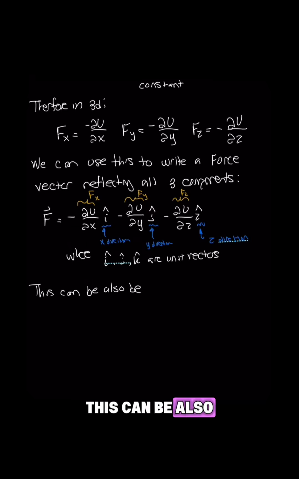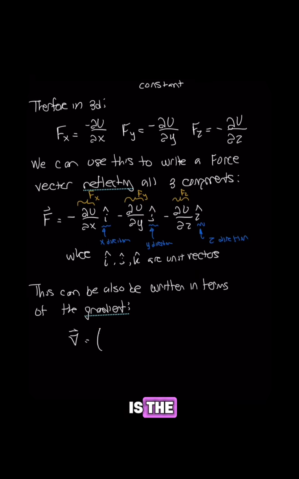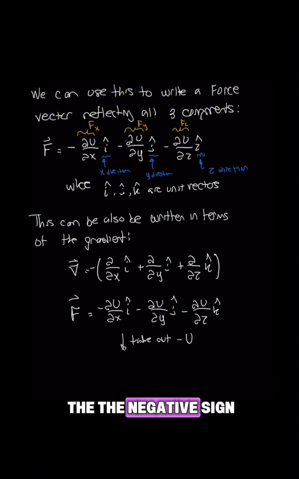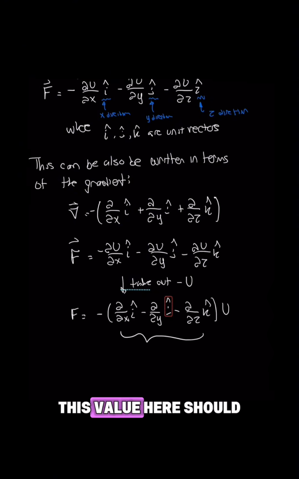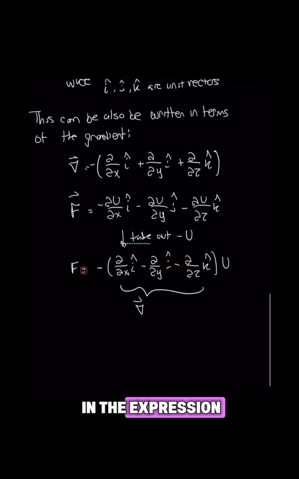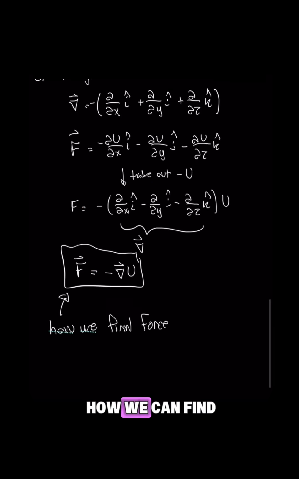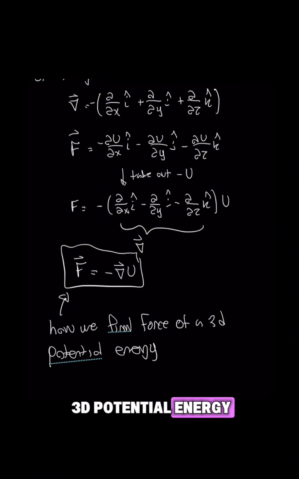This can also be rewritten in terms of the gradient. This is the definition of the gradient here. If we take our force vector and pull out the negative sign and the potential, this value here should represent our gradient. I forgot to take out the minus sign in the expression. Sorry about that, guys. But in total, force can be written in this form here. So this is how we can find the force of a 3D potential energy function.